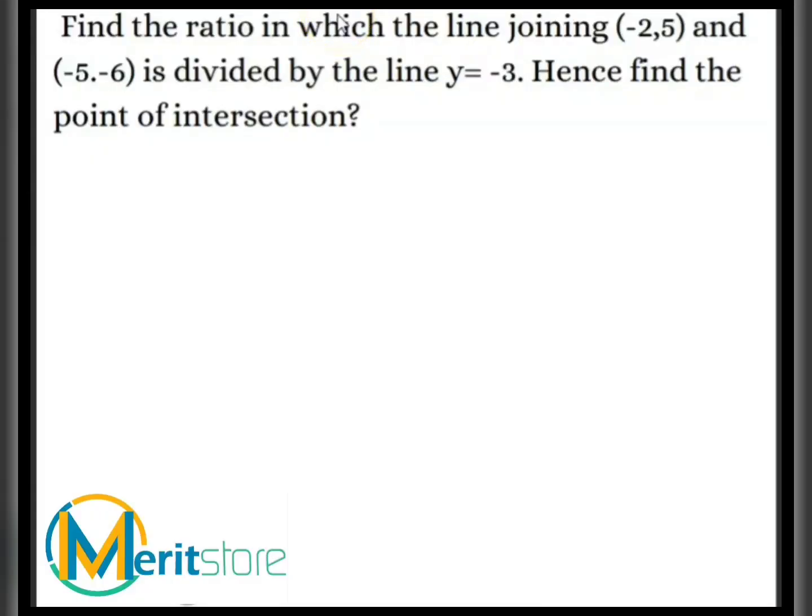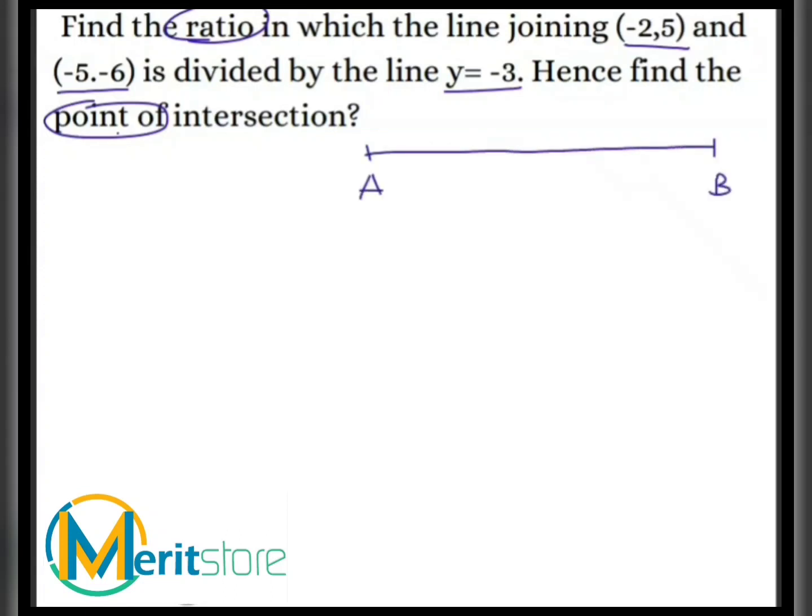This is a question from 2020 paper. Find the ratio in which the line joining -2, 5 and -5, -6 is divided by the line y is equal to -3. I have to also find the point of intersection. Two things to find here, ratio and the point of intersection. So let's take the line here, A and B. I'm taking this line AB. -2, 5, that becomes x1, y1. And -5, -6, x2, y2. It's divided by the line y is equal to -3.